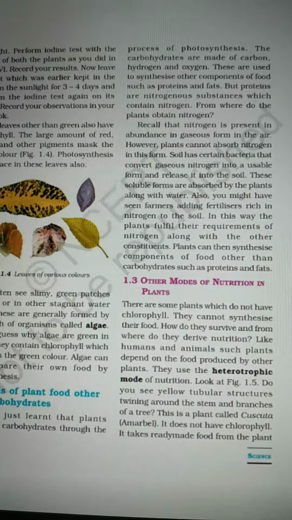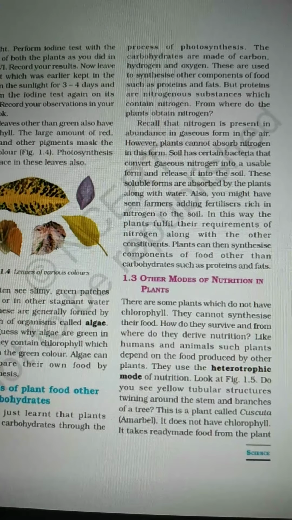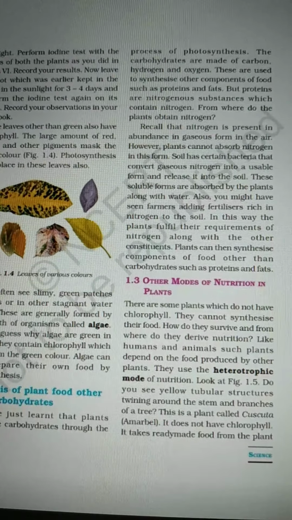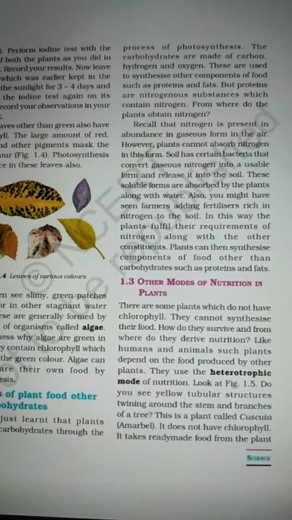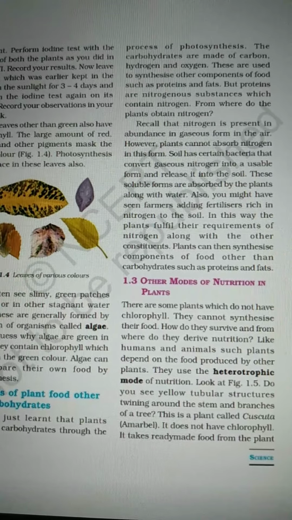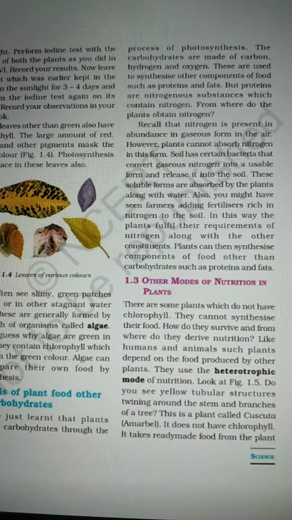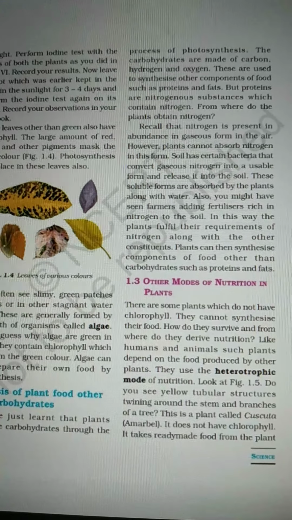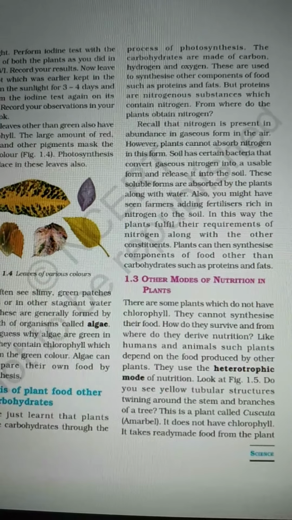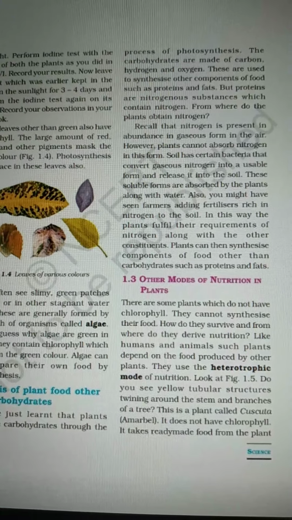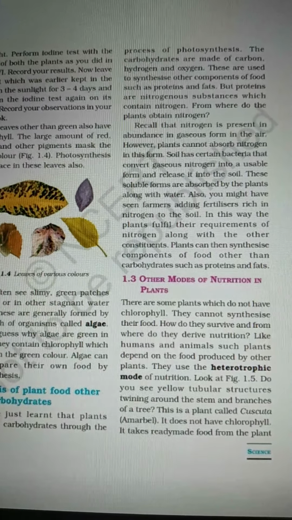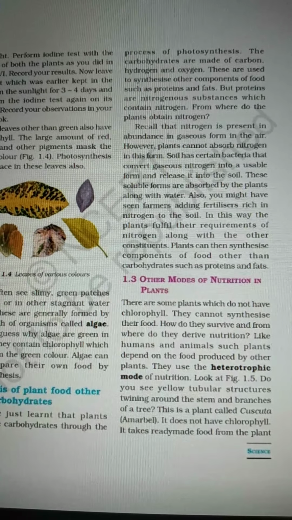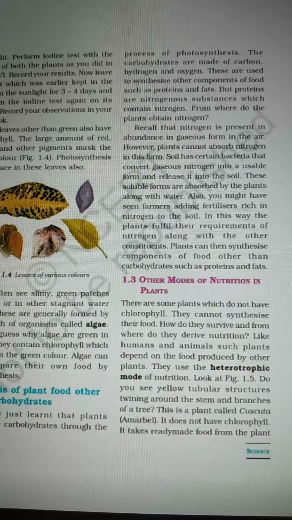Also, you might have seen farmers adding fertilizer rich in nitrogen to the soil. When a farmer adds fertilizer to the soil, that fertilizer mostly contains nitrogen. So it helps the plant to take up the nitrogen from soil. In this way, the plant fulfills its requirement of nitrogen along with other constituents. Plants can then synthesize components of food other than carbohydrates, such as protein and fat.